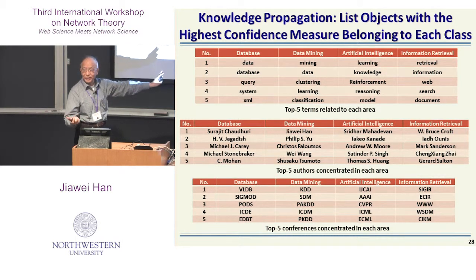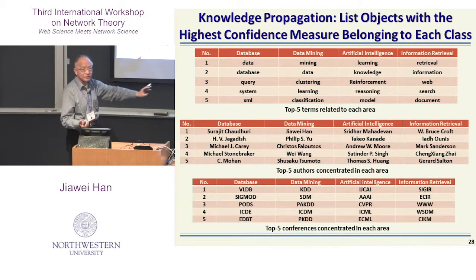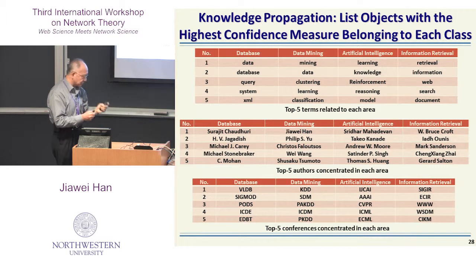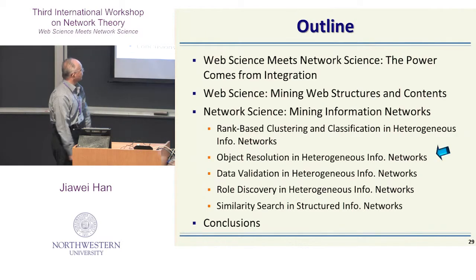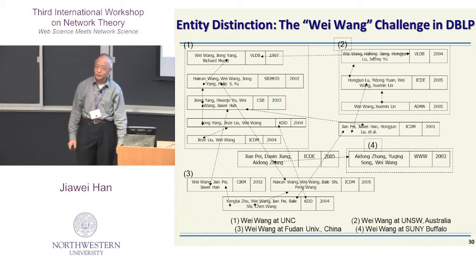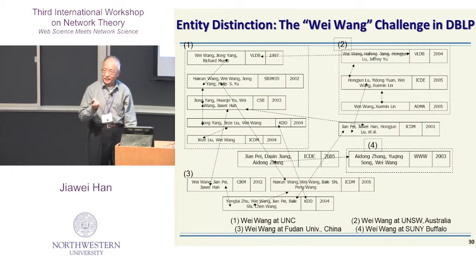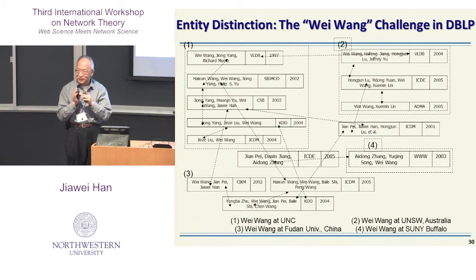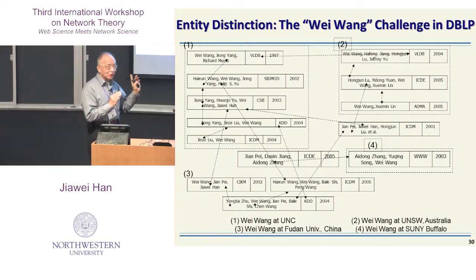These are all automated. So it simply says this clustering, ranking, classification can integrate together. Another interesting thing I can show you is object resolution. You probably know the Chinese has lots of very short names. We pick one which is called Wei Wang.